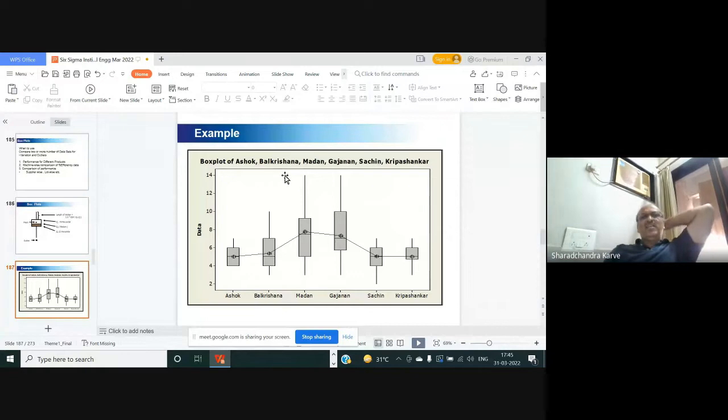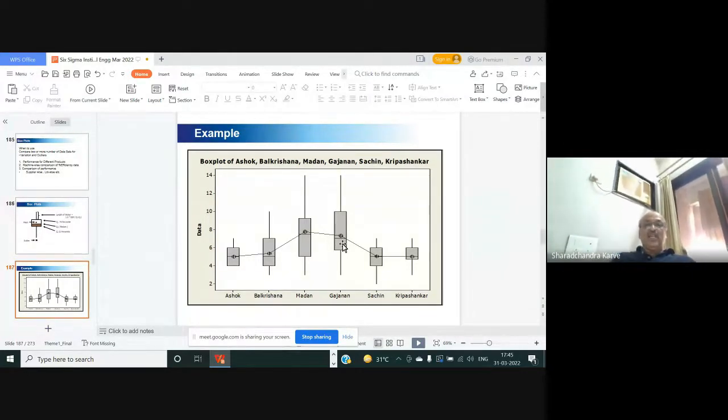Look at a particular operation which is being done by various operators in our organization. So it is a box plot of various operators: Ashok, Balkrishna, Madan, Gajanan, Sachin, Krishna, Shankar. This is the cycle time of an activity. You will be able to understand that Madan and Gajanan have a problem in doing this job, and there is a lot of variation in it. If you want to improve the cycle time for a process, you would like to understand why Madan and Gajanan have a longer cycle time in some cases. Is it a problem with parts, or do Madan or Gajanan have difficulty in understanding a particular type of operation or something like that?